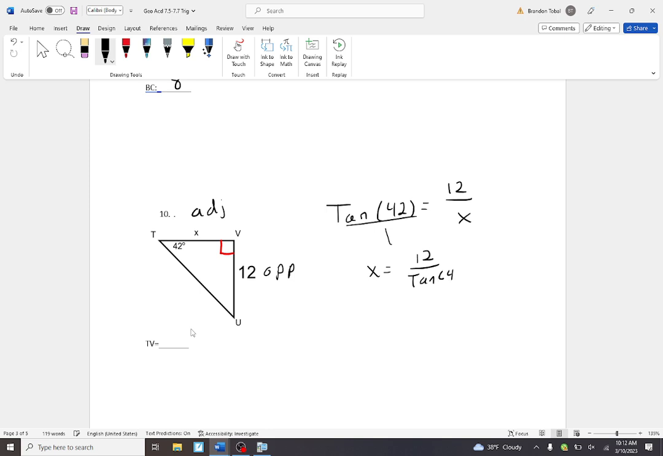If tan is opposite over adjacent, why is it 12? Where do you get 12? Oh, yeah, 12 is the opposite.